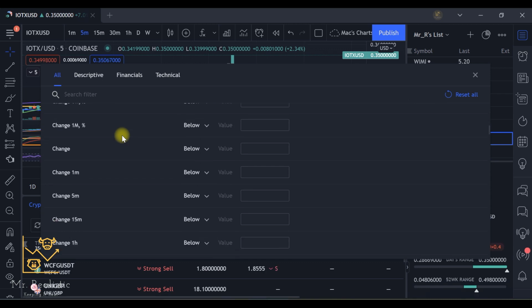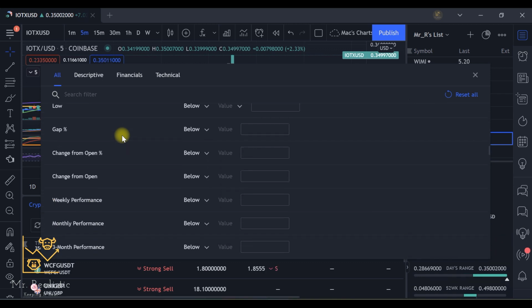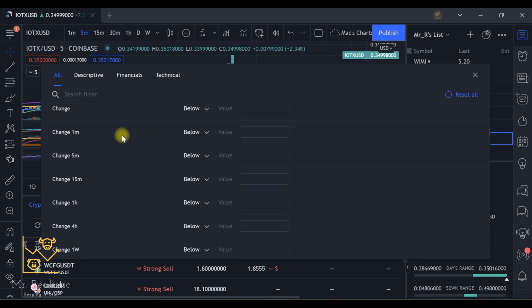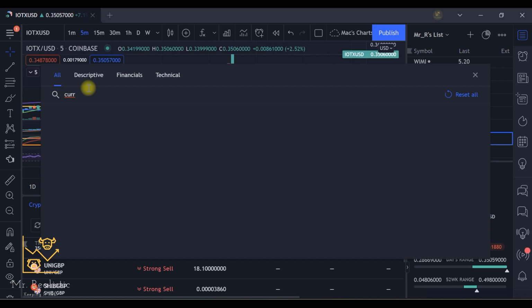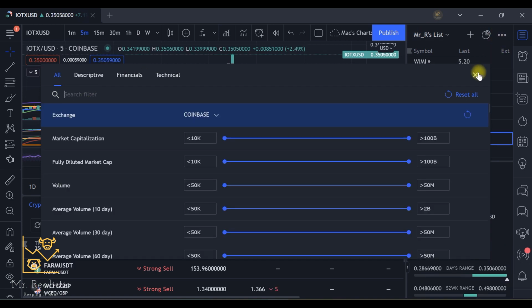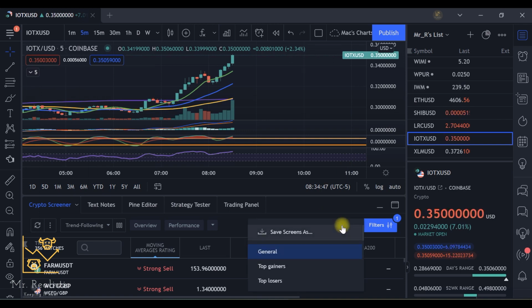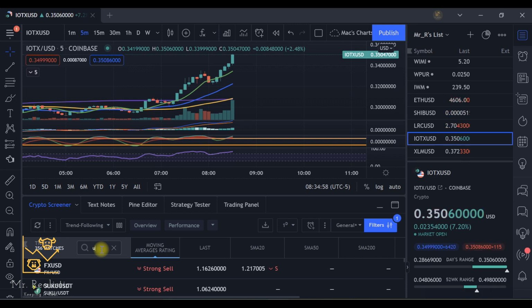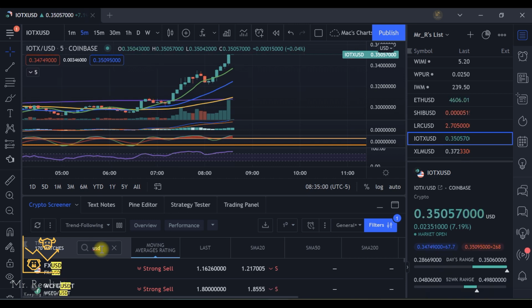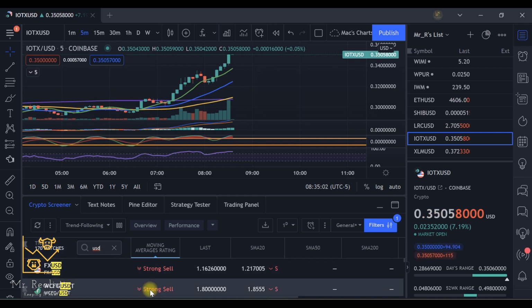Volume's a huge thing. You want to make sure you have a lot of volume coming in. I guess I can just type it in. Maybe it's on a different... Oh no, I have to go through. I haven't really messed with this one at all. But you can put just USD in the search right now. Okay, there we go.